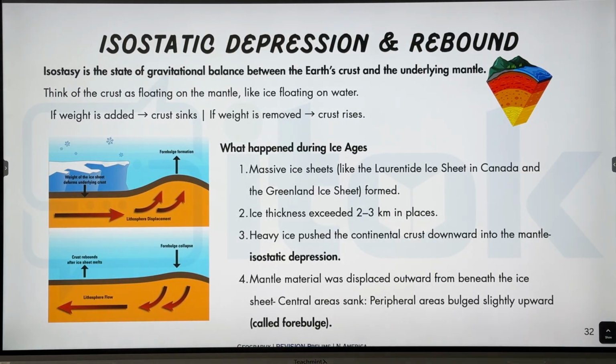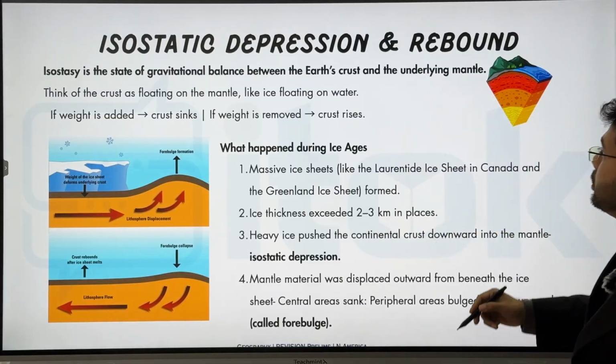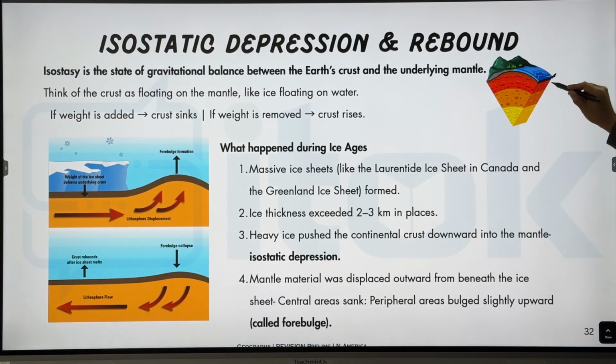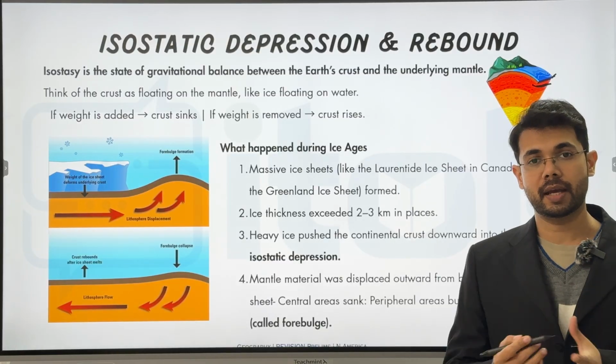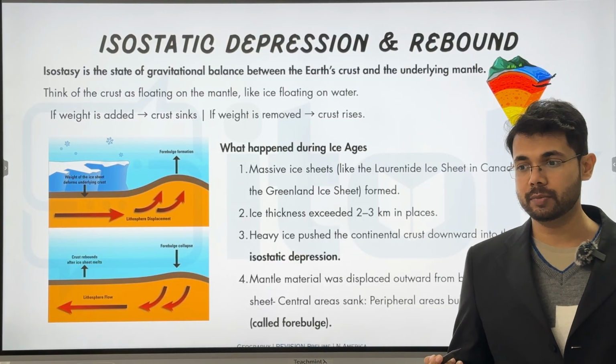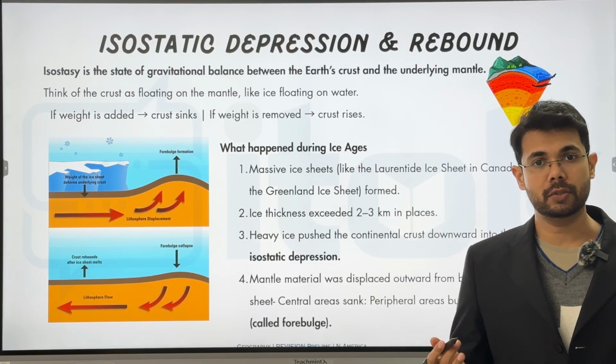First of all, isostasy is the state of gravitational balance between the Earth's crust and the underlying mantle. There is always a gravitational balance between the Earth's crust and the mantle. The Earth's crust is always floating on the mantle, on the asthenosphere. The asthenosphere is a highly oil-like, plastic-like thing, over which the lithosphere is floating.